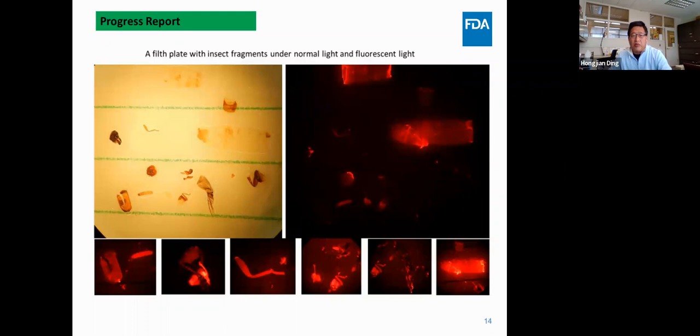For our regular plates, we treated the plates with our red dye. Under the normal light system, you can see all different kinds of fragments like elytra, larval and adult legs, antennae. Over there, there's a larva. If we move that picture to the fluorescent light microscope, you can see it like this: the background is dark and all the insect fragments stand out.